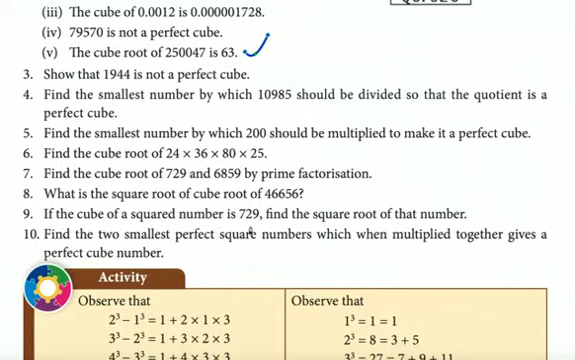2197. Yes, 13 cube. So answer is 5. Okay.